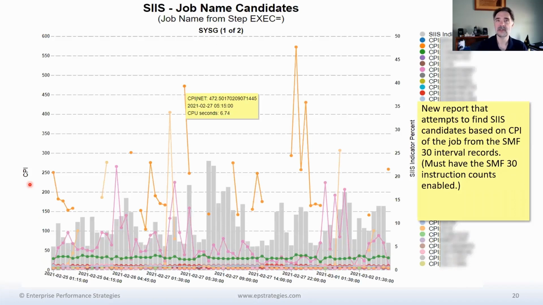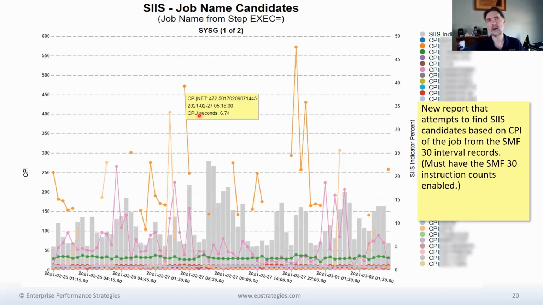One of the other things we did was come up with a report that looks at the CPIs recorded in the job steps during those problem times, during the times where we had a high SIS indicator percent. The way this particular report works is, the gray bars back here are the high SIS indicator percent. So here's an interval where SIS indicator percent was above 20, right? And then the dots and lines here are the CPI for the job name that was on a step execution here, where the CPI is higher than we'd expect.